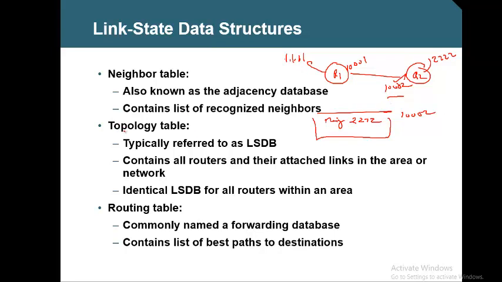And the topology table is going to have type 1, type 2, type 3, type 4, 5, 6, 7, 8, all the LSAs that you want will be listed, those advertisements. Within an area, the topology table is going to be identical. Again, it's only within the area. So don't expect the database to be the same all across the autonomous system, the OSPF domain.